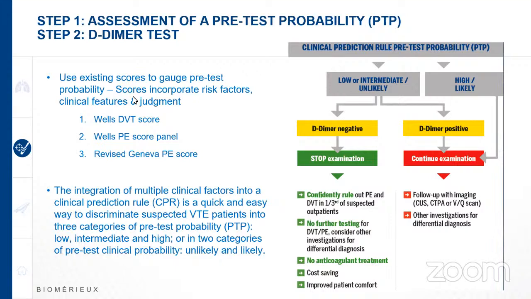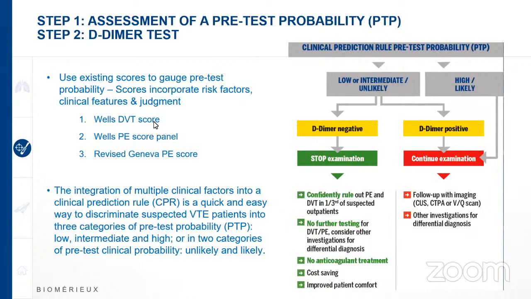Now, these scores usually incorporate risk factors, clinical features, and clinical judgment. And there are quite a number of scores. I've listed 3 over here. You don't need to know all this because this is mainly going to be handled on the clinical side, but it's good to know that this should ideally be done, okay?